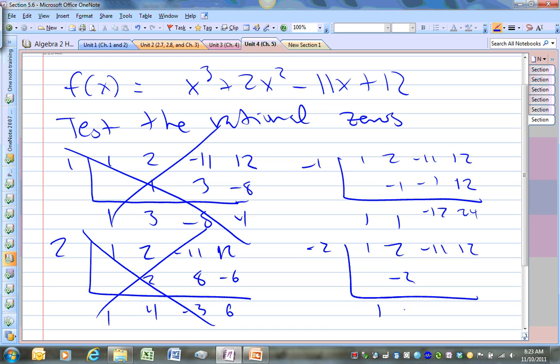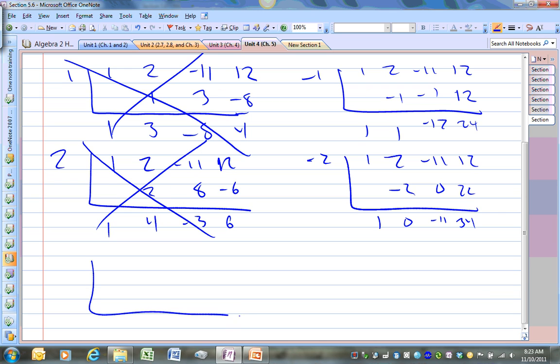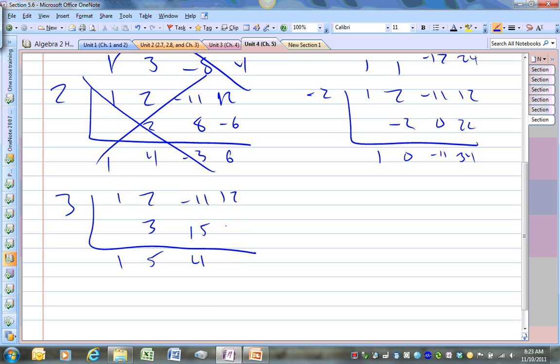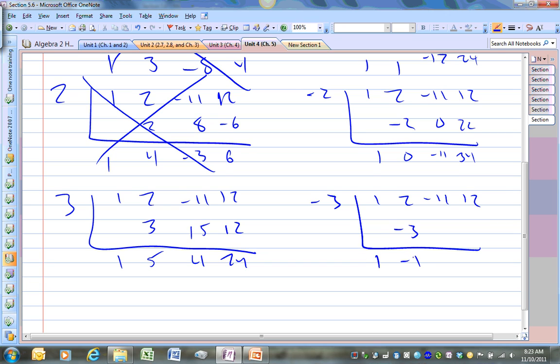1, negative 2, 0, 0. That's going to be negative 11, 22, 34. Okay, still doesn't work. Let's try 3. 1, 3, 5, 15, 4. Okay, this is getting a little frustrating. So it's 12, doesn't work. Let's try negative 3. 1, negative 3, negative 1.